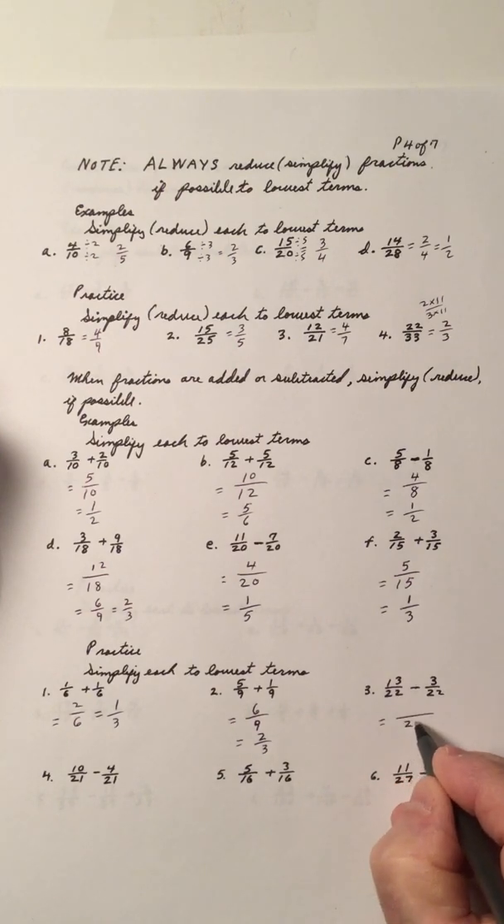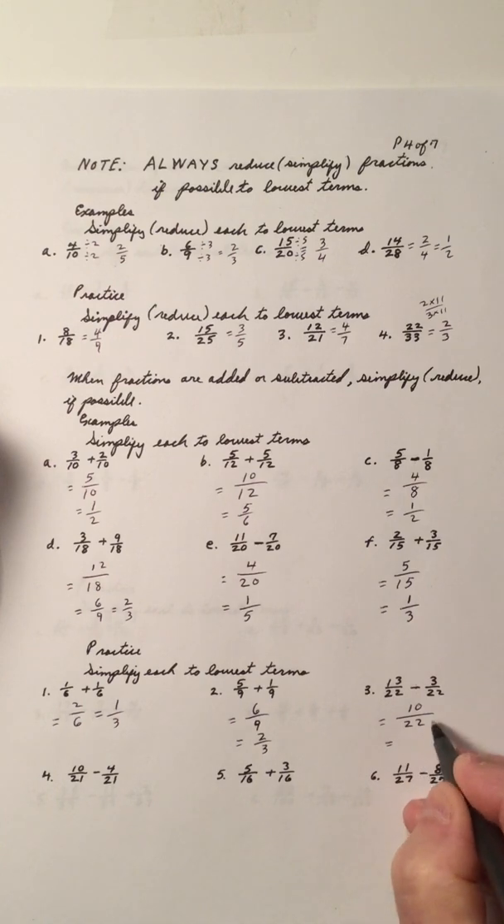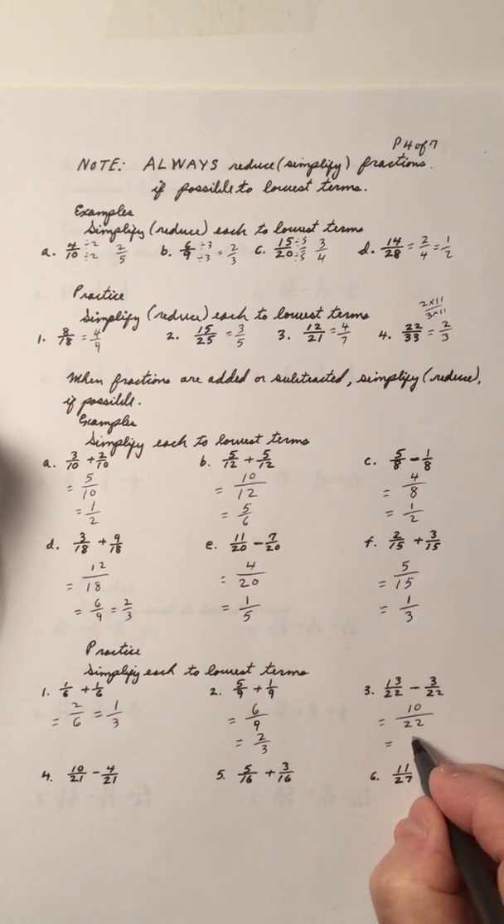My denominator is 22, write it down. 13 subtract 3 is 10. What factor is common here? 2. 2 into 10 goes 5. 2 into 22 goes 11.